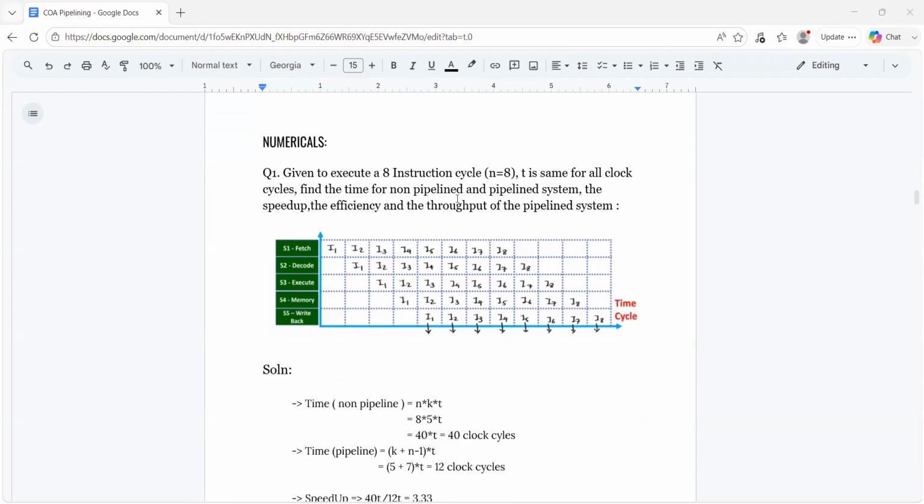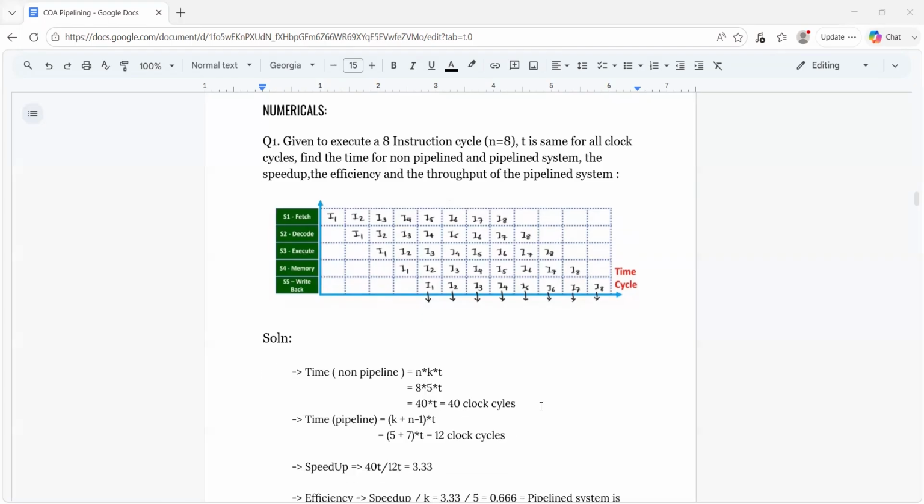So first, they are asked for the time of non-pipeline. Since the time is the same for all the clock cycles, the formula would be n into k into t, where n will be 8 into 5, which is 40 clock cycles.